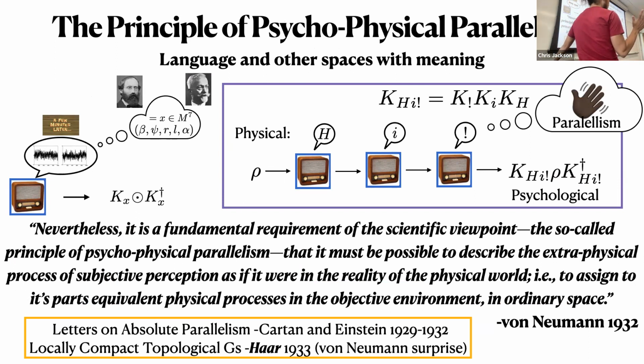There's no citation, by the way. I don't know who calls it that. More research to be done. That it must be possible to describe the extraphysical process of subjective perception as if it were in the reality of the physical world, i.e. to assign to its parts equivalent physical processes in the objective environment in ordinary space.